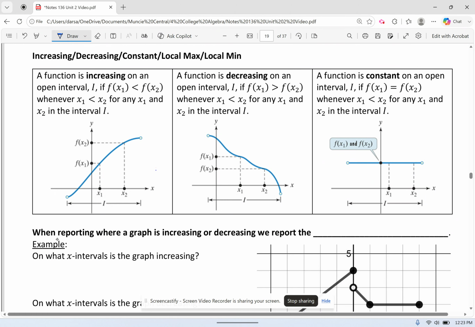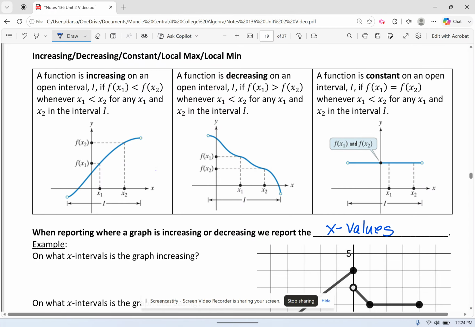So, when reporting where a graph is increasing, decreasing, or constant, a lot of students want to talk about the y values because that's what you look at to see if it's going up or down, but that's not what we're interested in. We are going to report the x values, and we're going to do that in interval notation. Where does it start increasing? Where does it end increasing? Does it ever break in the middle while you're doing that? That is what we're reporting.